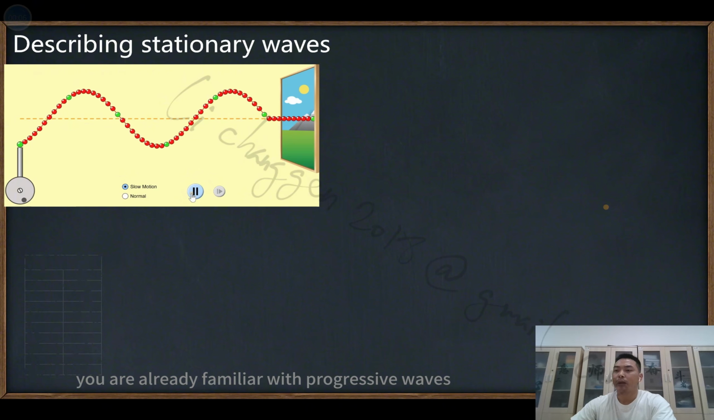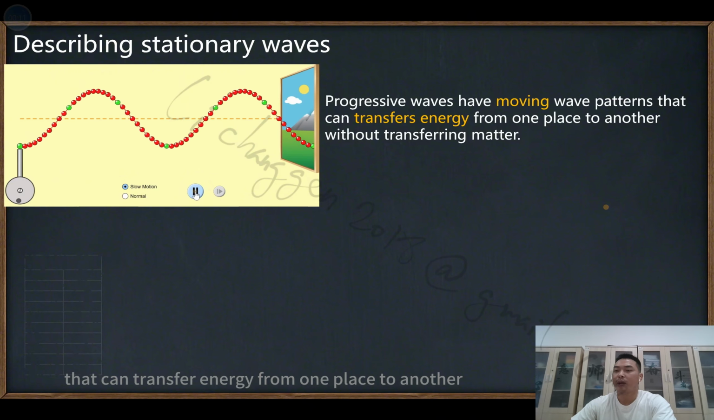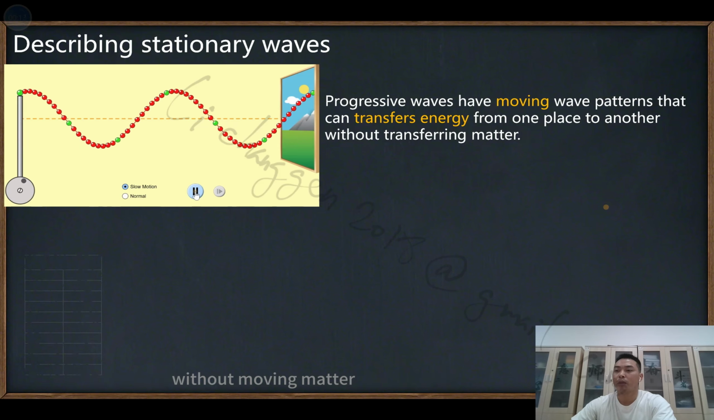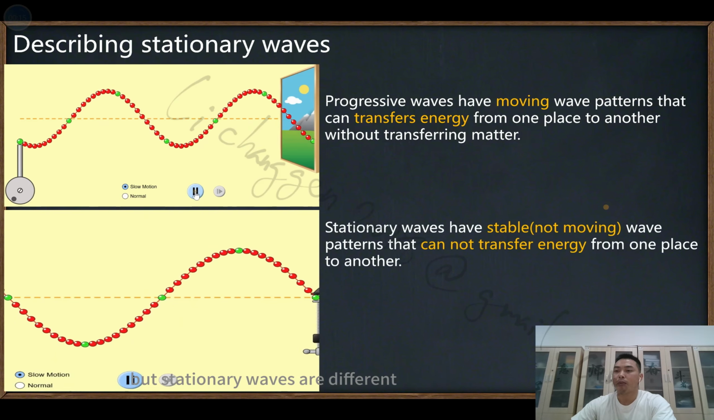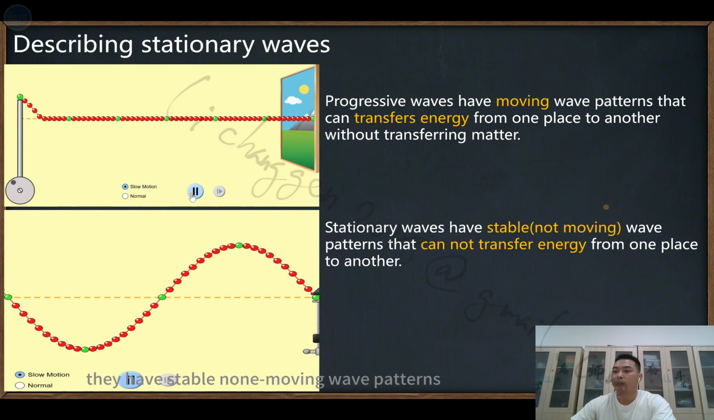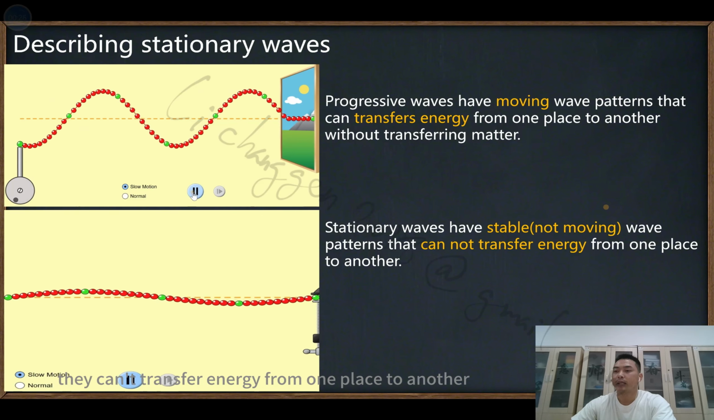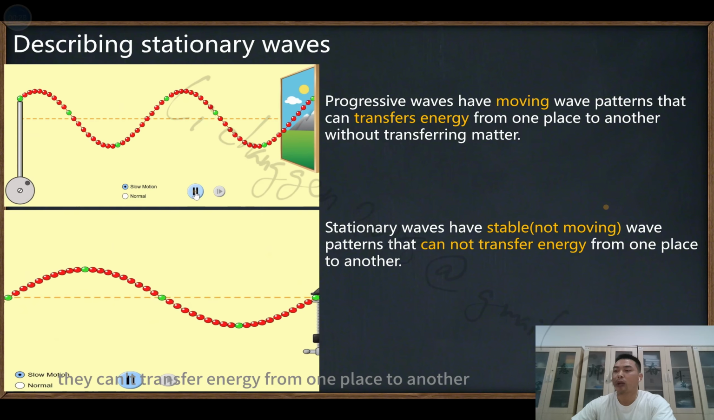You are already familiar with progressive waves. They have moving wave patterns that can transfer energy from one place to another without moving matter. But stationary waves are different. As their name suggests, they have stable, non-moving wave patterns. And unlike progressive waves, they can't transfer energy from one place to another.